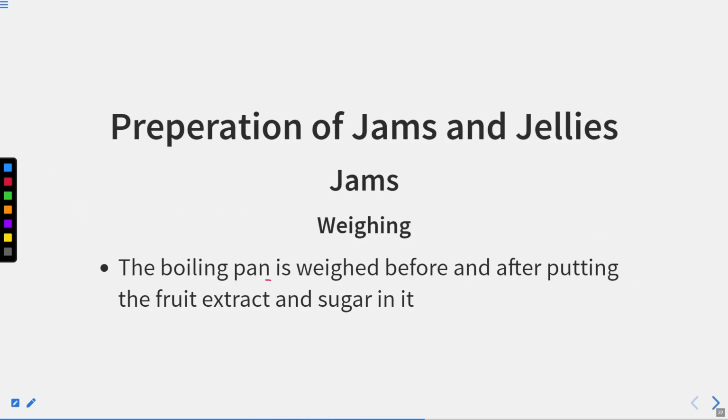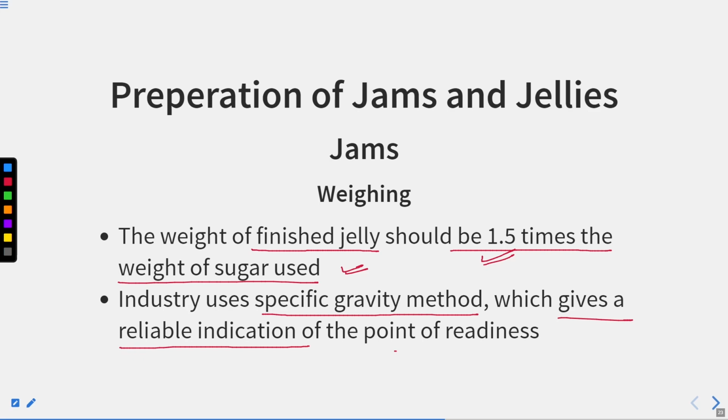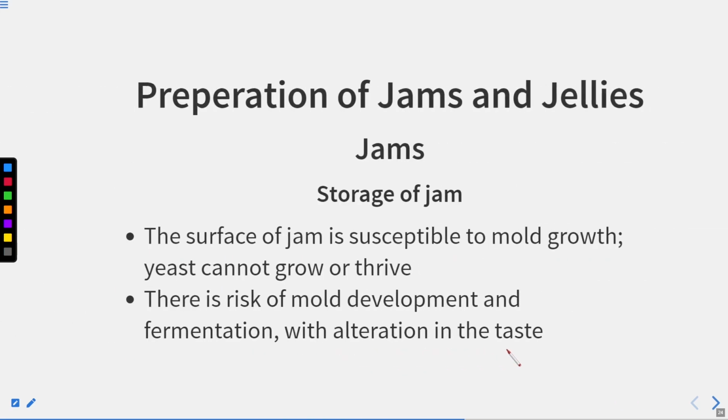The boiling pan is weighed before and after putting the fruit extract and sugar in it, so weighing is also done. The weight of the finished jelly should be 1.5 times the weight of sugar used. So according to how much sugar we have used, it should be 1.5 times the weight of sugar used for the preparation. Industry uses a specific gravity method, which gives a reliable indication of the point of readiness.